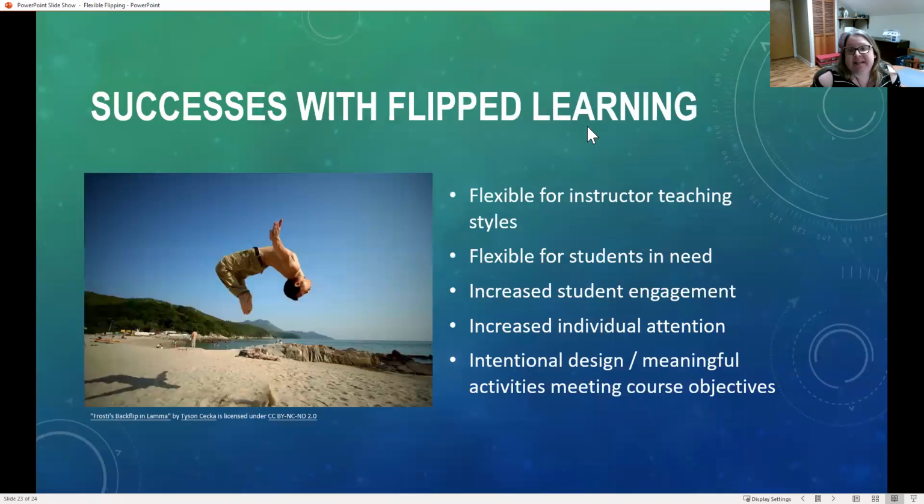And these are some of the successes that I found. Super flexible for instructor teaching styles, right? You've put a lot of work into a curriculum redesign. Any instructor in any modality can really benefit from those materials. It's super flexible for students in need, even if you're using a traditional set.